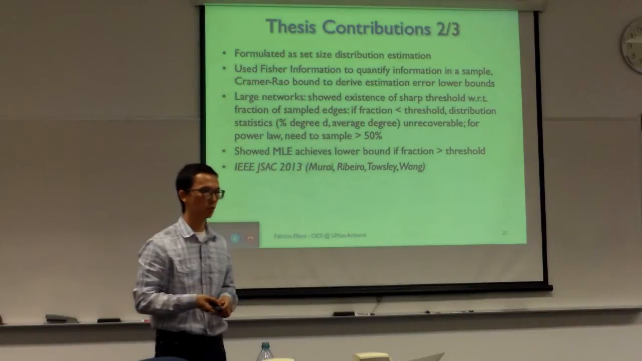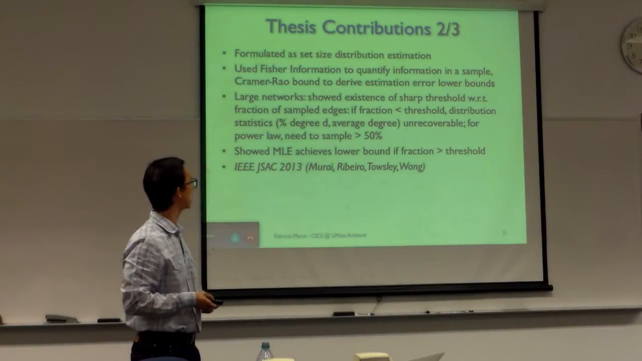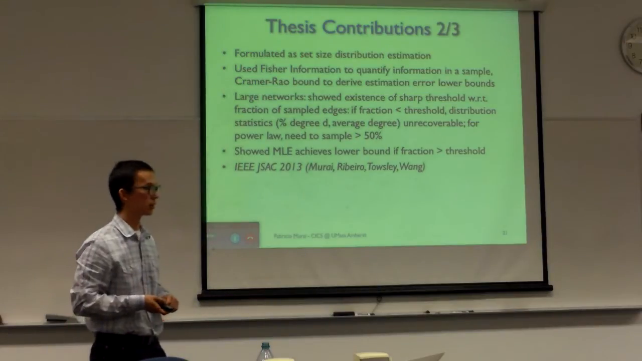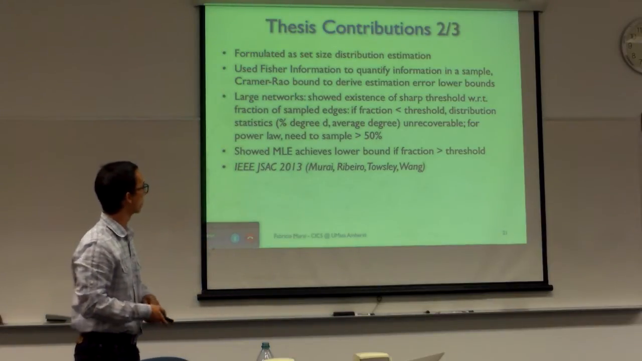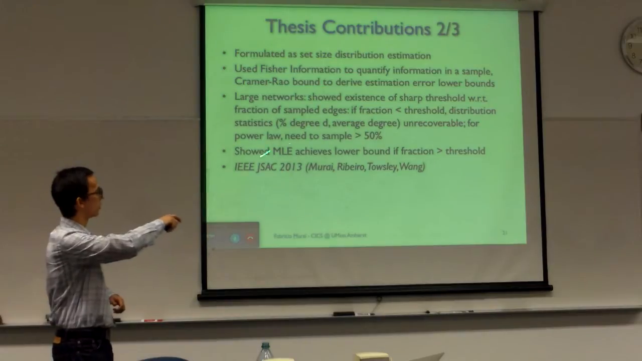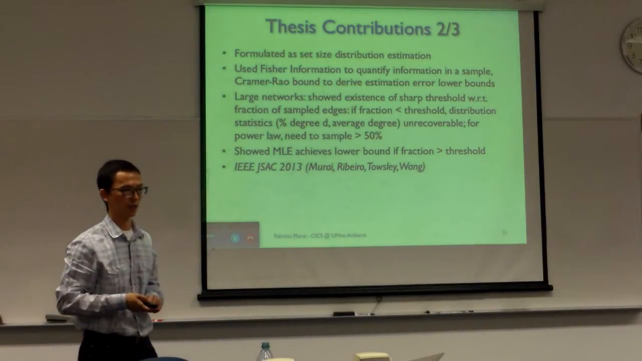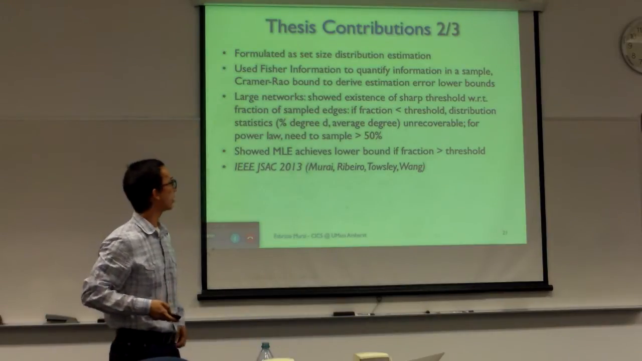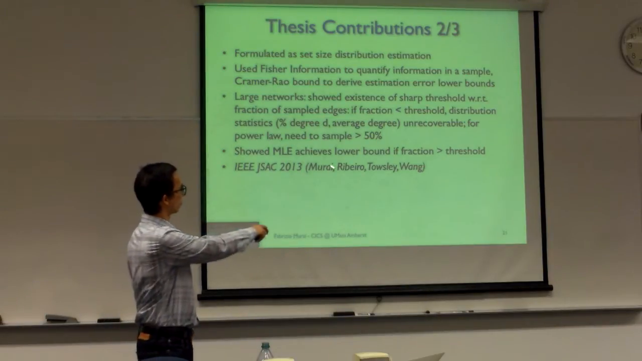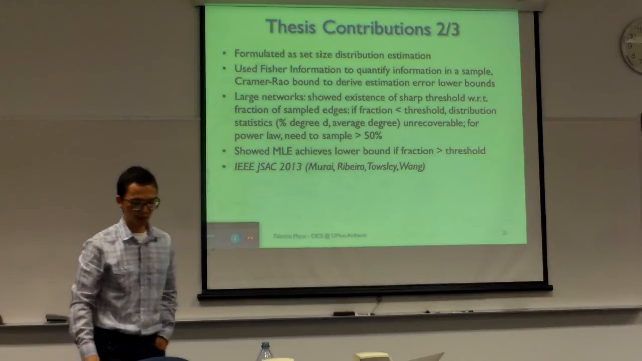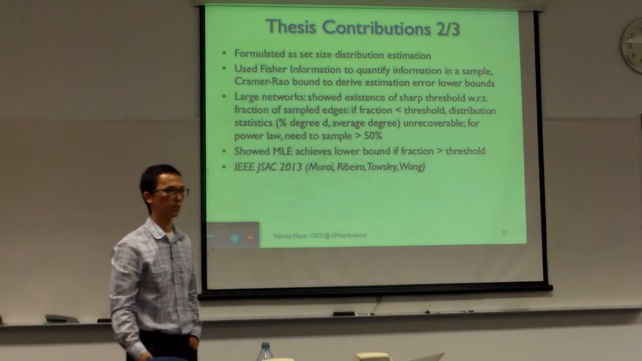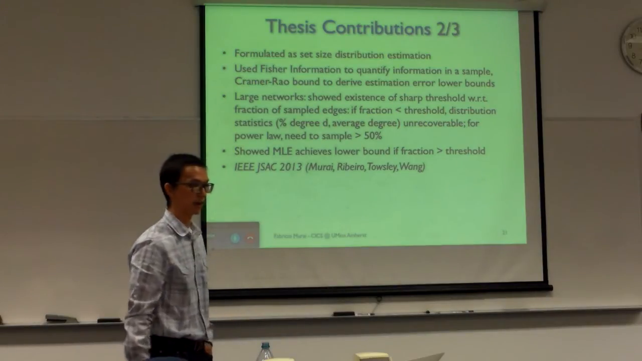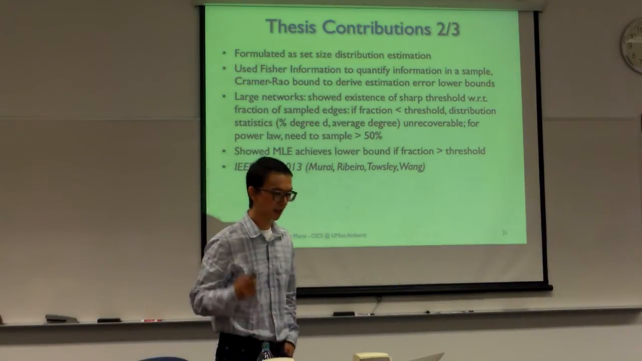If this fraction lies below the threshold, then distribution statistics such as the fraction of nodes that have a particular degree or the average degree are essentially unrecoverable. For power law graphs, that means that we need to sample more than 50% of the edges. So we showed that the maximum likelihood estimator achieves the error lower bound if the fraction of sampled edges is above the threshold. This work was published in the Journal on Selected Areas in Communications.